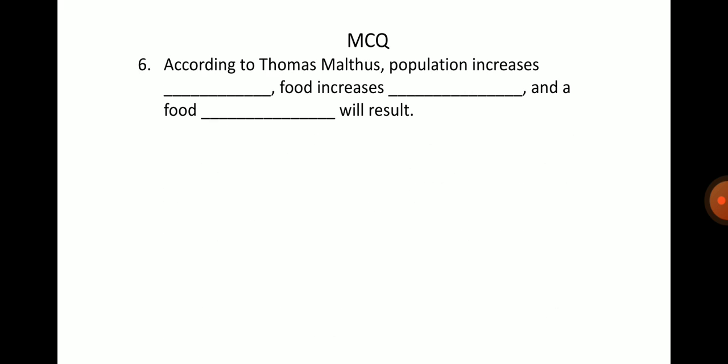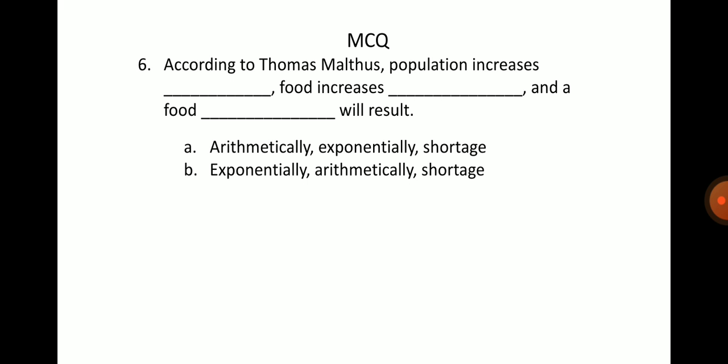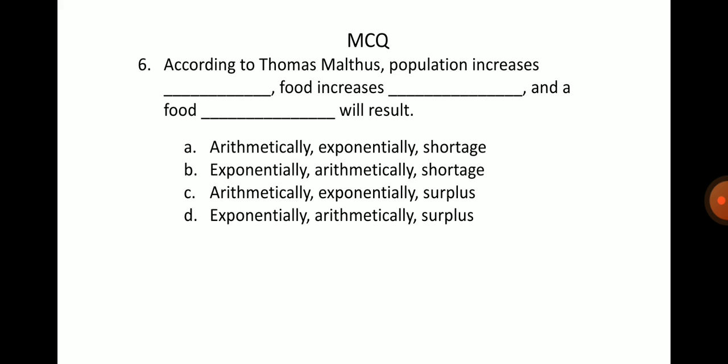Sixth question. According to Thomas Malthus, the population increases dash, food increases dash, and a food dash will result. So the options are A, arithmetically, exponentially, shortage, B, exponentially, arithmetically, shortage, C, arithmetically, exponentially, surplus, and D, exponentially, arithmetically, surplus. So the answer is option B, that is exponentially, arithmetically, and shortage. You just have to fill up the gaps with these three words to get the correct answer.